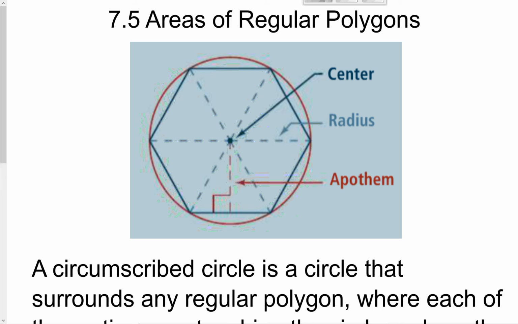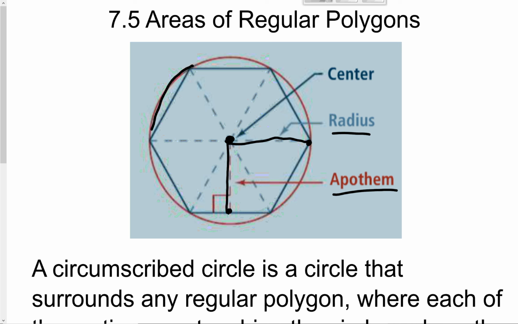So there's a couple definitions here. We're going to look at an apothem. An apothem, I believe we've already talked about. It is from the center down to the middle of a side, right? The radius is from the center to the corner. Okay, so those definitions. And a circumscribed circle is a circle that surrounds any regular polygon.